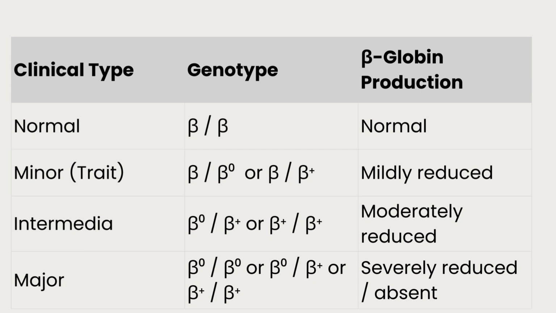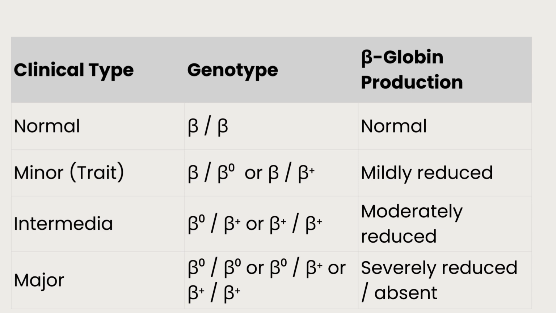Clinical types of beta thalassemia. This table shows the relationship between the clinical type, genotype, and the level of beta-globin production in beta thalassemia. First, normal, beta. In normal individuals, both beta-globin genes are normal, one inherited from each parent. Therefore, beta-globin production is normal, and there is no anemia.